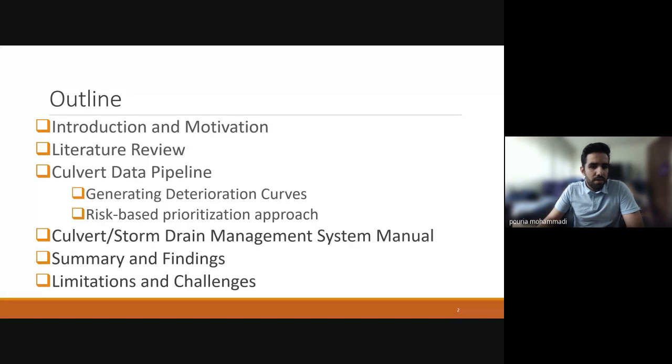In this meeting, first, I will start with an introduction to the project and discuss related works that have been done in the past. Then I will explain the culvert data pipeline that we implemented in this project, and I will go through the chapters of the proposed culvert storm drain management manual system in more detail. And at last, I will describe the findings of the project as well as the limitations.